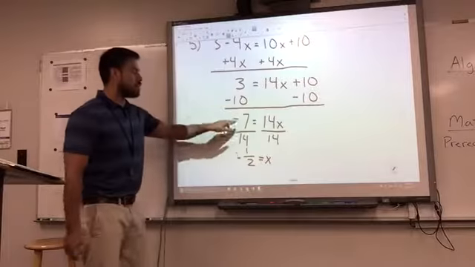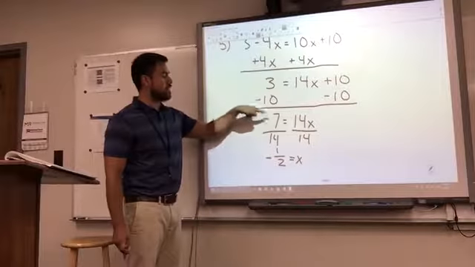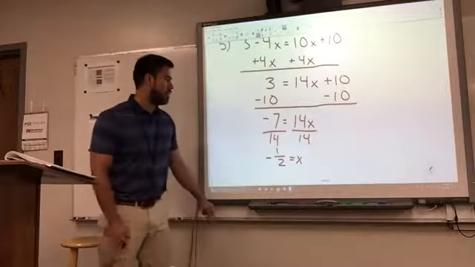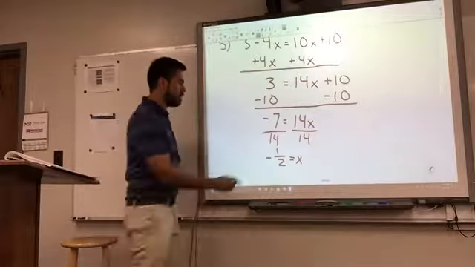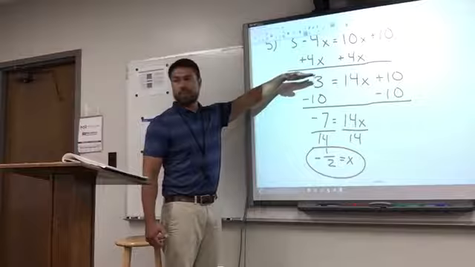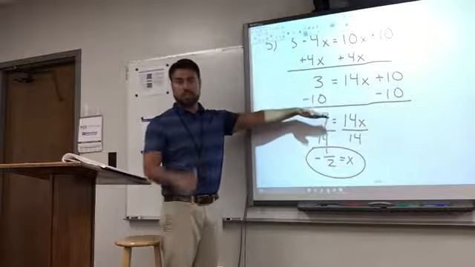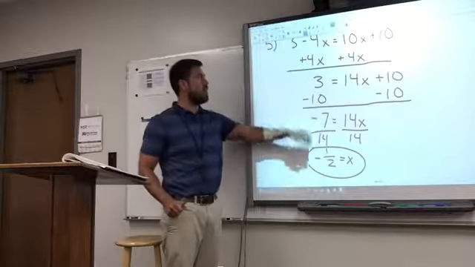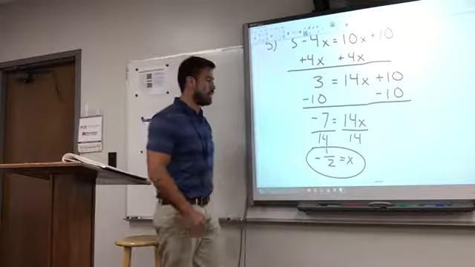So be careful with that. It wasn't 14 divided by 7. It was 7 divided by 14, which is negative half. So that's my answer here on this problem. That's what x equals. Okay, you guys see from this point on, can you guys see what I was doing here? It's basically the review of the 2 lessons ago. It's this first part that we need to get nailed down.